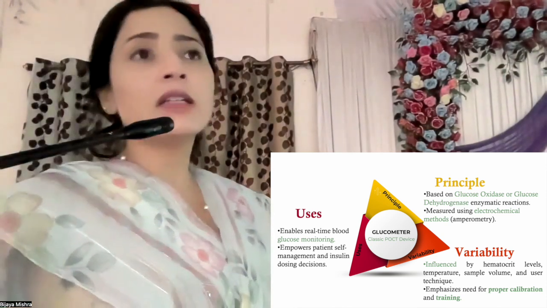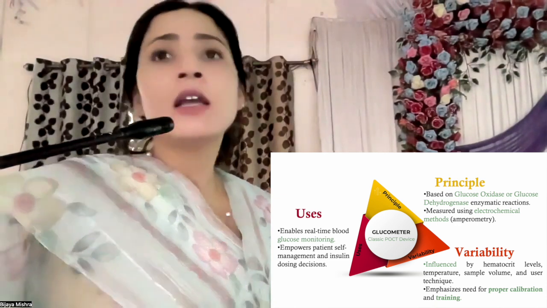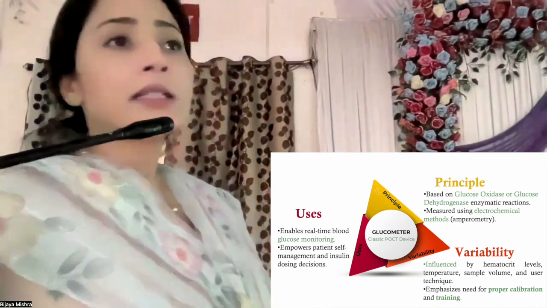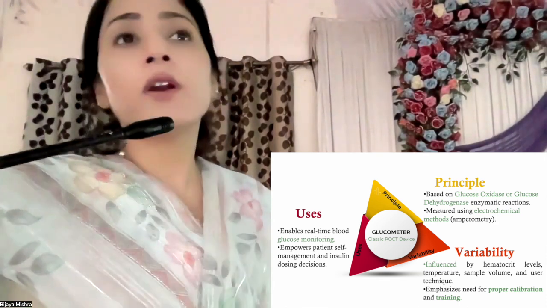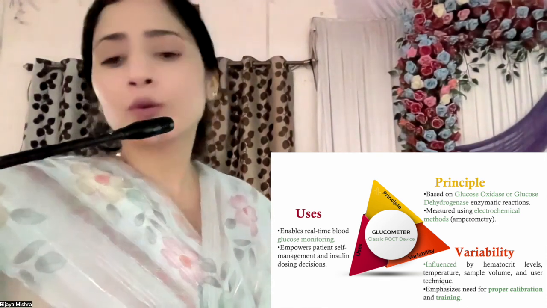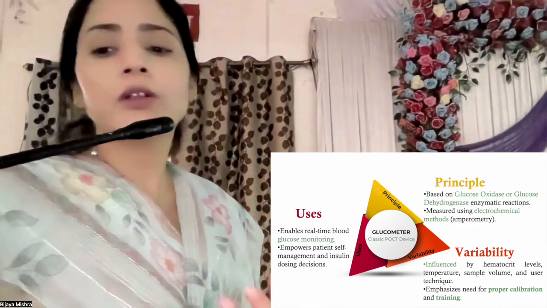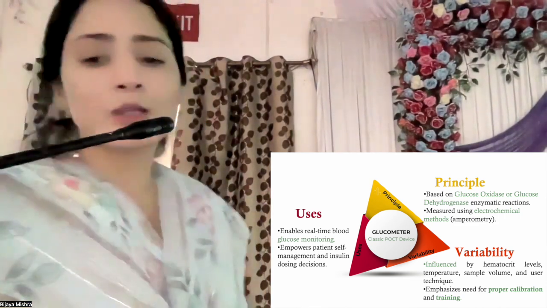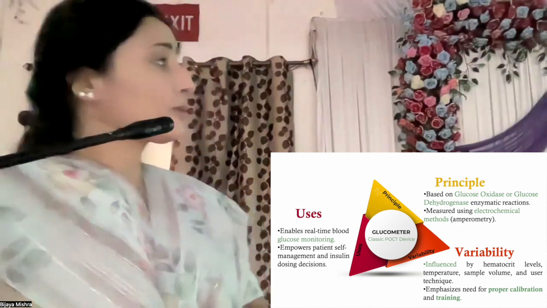So we must have seen this used by many of our family members at home who are diabetic. They are monitoring their blood glucose and adjusting their insulin doses. But we need to be aware of the variability that might arise with the glucometer, such as that induced by the hematocrit level, the temperature, the sample volume, and the user technique as well. So proper calibration and training are very essential.